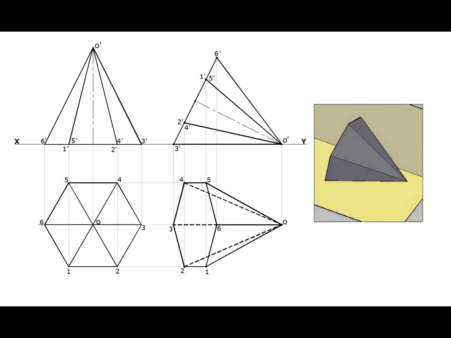By this we have completed drawing the projections of a hexagonal pyramid lying on the ground with one of its slant edge and axis parallel to VP.